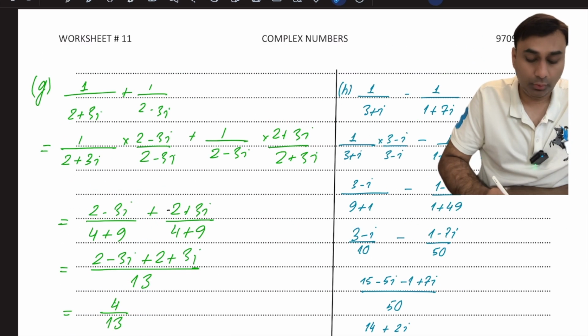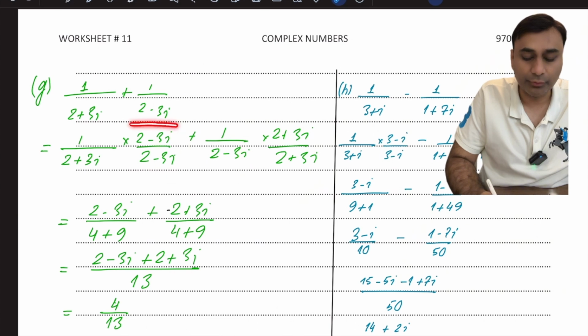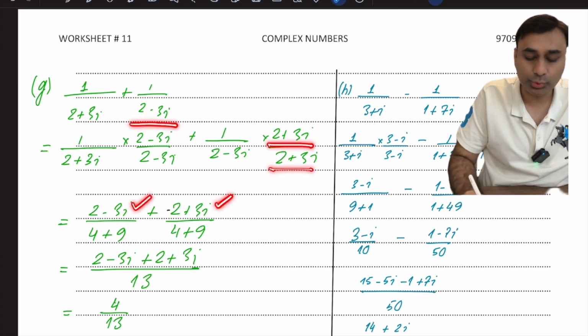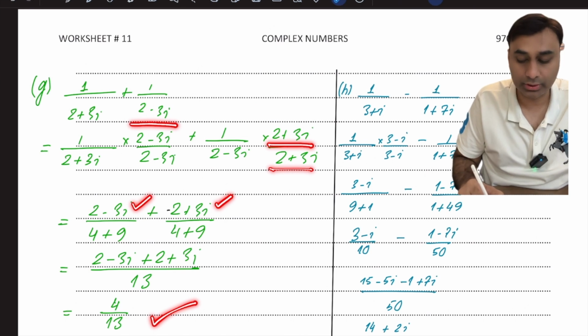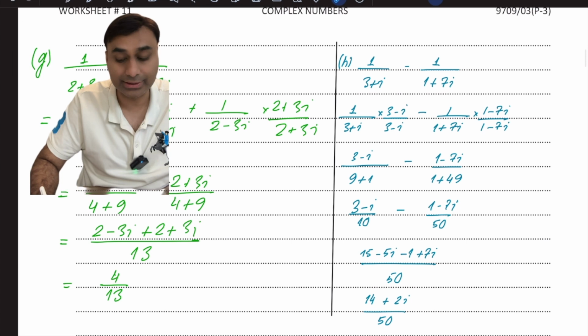So to simplify 1 over 2 plus 3 iota, I'm going to multiply and divide it by 2 minus 3 iota. And to simplify 1 over 2 minus 3 iota, I'm going to multiply and divide it by 2 plus 3 iota. Simplify these two separately and then add them up together, and I will get myself the overall simplified result. And this is another example that has also been done in a similar way.